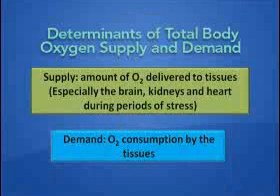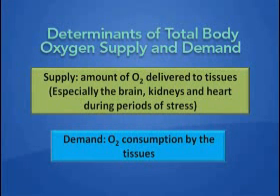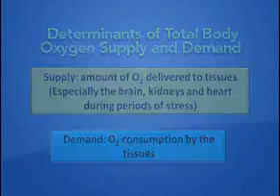But let's talk about the determinants of total body oxygen supply and demand. Supply is the amount of oxygen delivered to the tissues, especially the brain, heart, and kidneys during periods of stress. Oxygen demand is the oxygen consumption by these tissues.